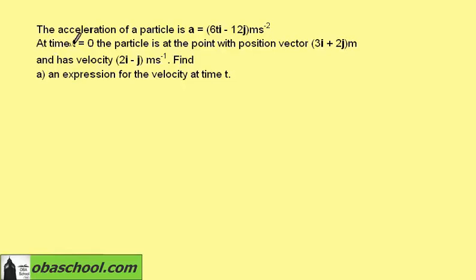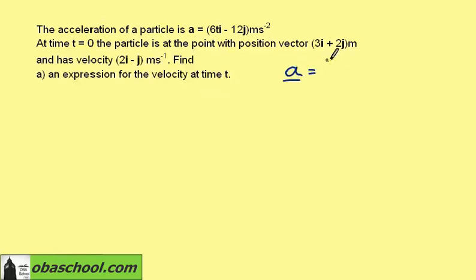The acceleration of a particle is a, which is 6ti minus 12j meters per second squared. At time t equals 0, the particle is at the point with position vector 3i plus 2j meters, and it has a velocity of 2i minus j meters per second. We want to find an expression for the velocity at time t.